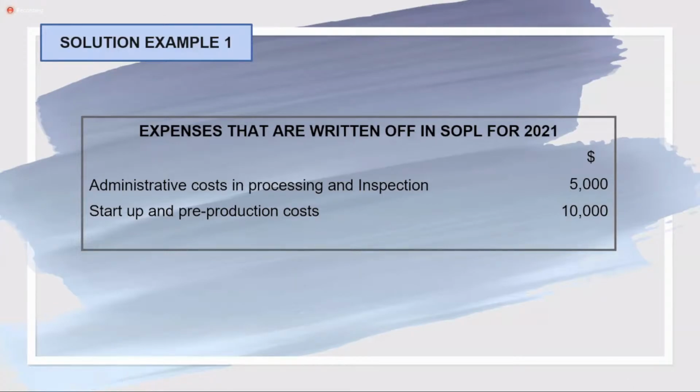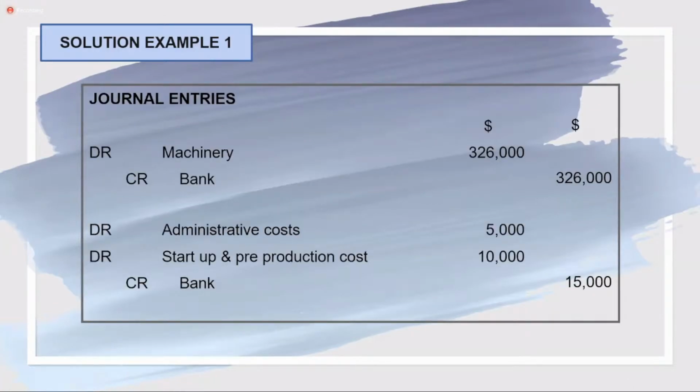Okay. All right. So the journal entries will be like this. The one in the initial cost, you will debit the machinery, credit the bank. And then the one in the SOPL expenses will record as debit administrative cost and credit your bank. Okay, and debit your startup cost. Okay, whatever amount that you have here, credit your bank.